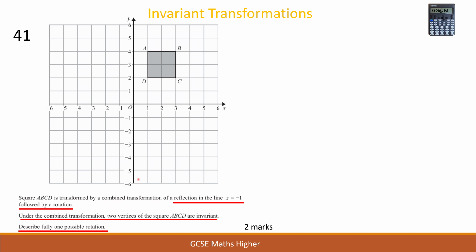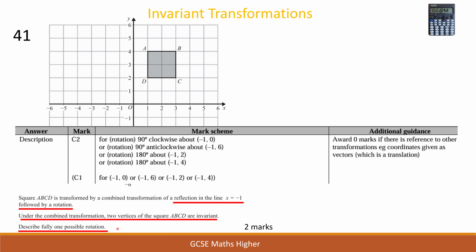or describe the rotation. So the mark scheme says there are 2 marks. This C2 means a communication mark. So you've got to describe that it could be a 90 degrees clockwise about the point -1, 0. So any of these values here are adequate. So using words to describe what is going on.